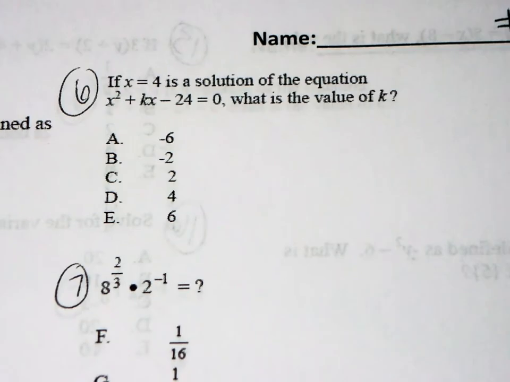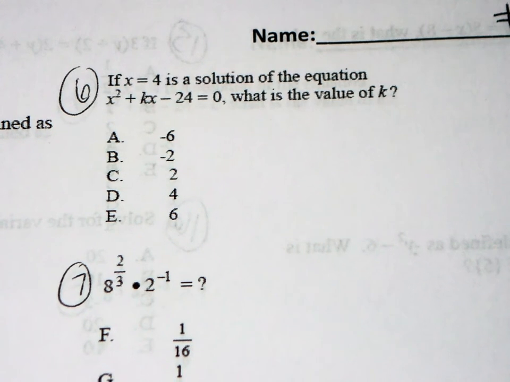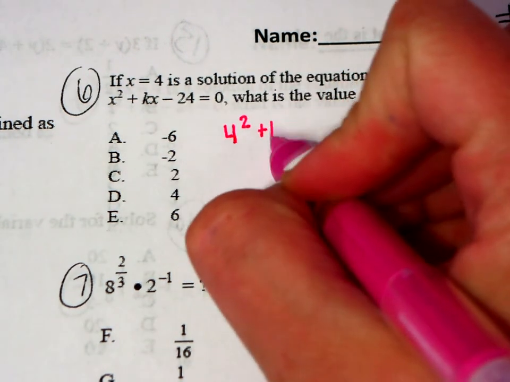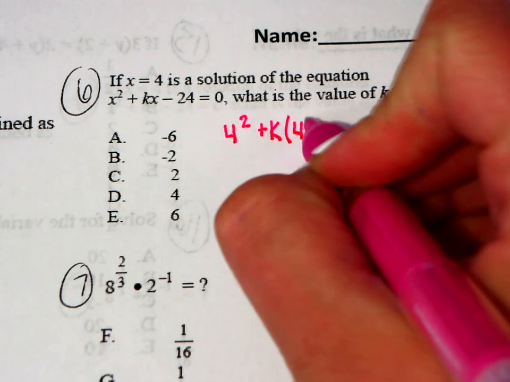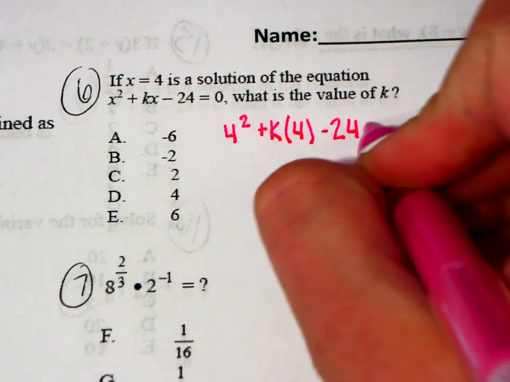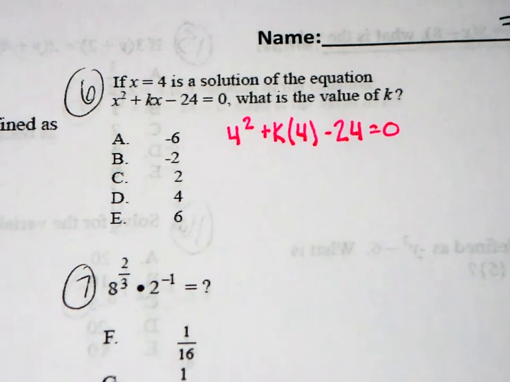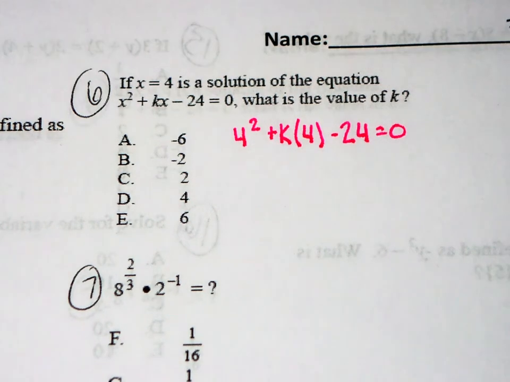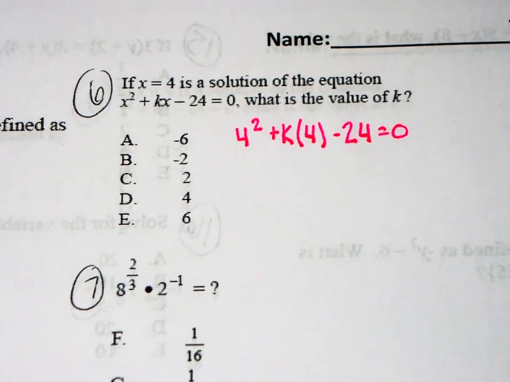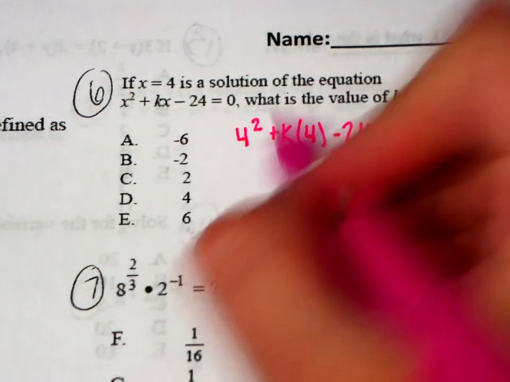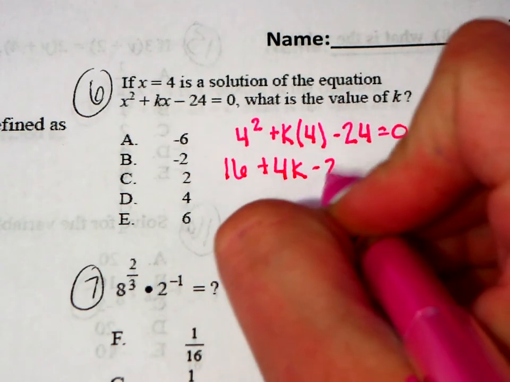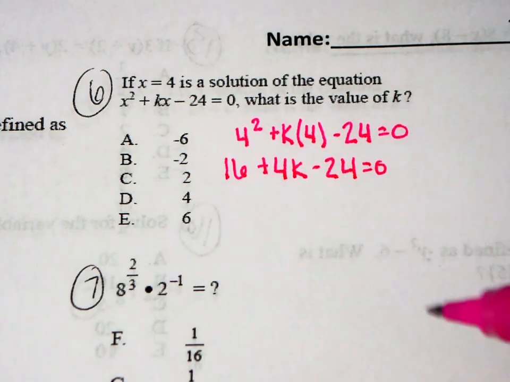All right, number 6. If x is 4, what is the value of k? So I'm just going to plug it in. 4 squared plus k times 4 minus 24 equals 0. Now, this is not a factoring question. It kind of gives the appearance of me having to use factoring or the quadratic formula, but once you substitute 4 in, you can recognize right here that you can just simplify.